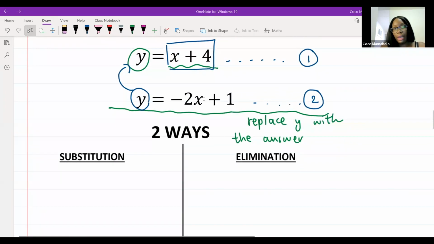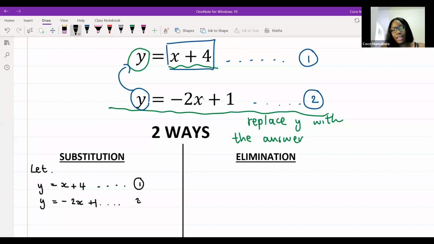in a way that my teacher can read. So I'm going to write here. The first thing I'm going to do is: let y is equal to x plus 4 be equation 1. It's very important that we do this so that they know what we're doing in the next couple of steps. And then y is equal to negative 2x plus 1, and that's going to be my equation 2.